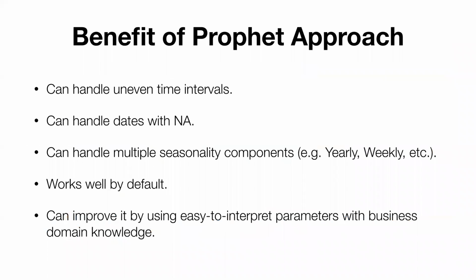So the benefit of the Prophet approach is that it addresses all those challenges that we saw with a traditional forecasting model. It can handle uneven time intervals, dates with NA, and multiple seasonality like we saw, yearly and weekly, and it also works well by default. That's very important. Even without any background in time series forecasting, you can just give your time series data to Prophet, and you get something that seems very reasonable most of the time.